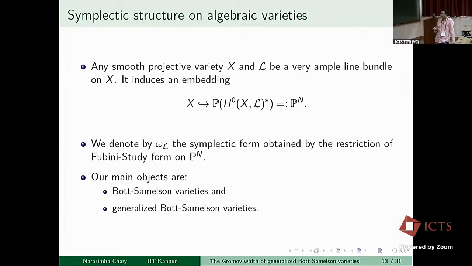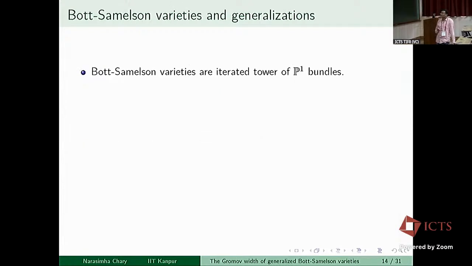In my talk, I'm interested in two objects: Bott-Samelson varieties and generalized Bott-Samelson varieties. You might think of the generalized Bott manifolds from before, which are toric, but these are in general not toric, mostly never toric. So let's see what these objects are. Bott-Samelson varieties are iterated towers of P1 bundles. Bott manifolds are also iterated towers of P1s, but this is a kind of twisted product.